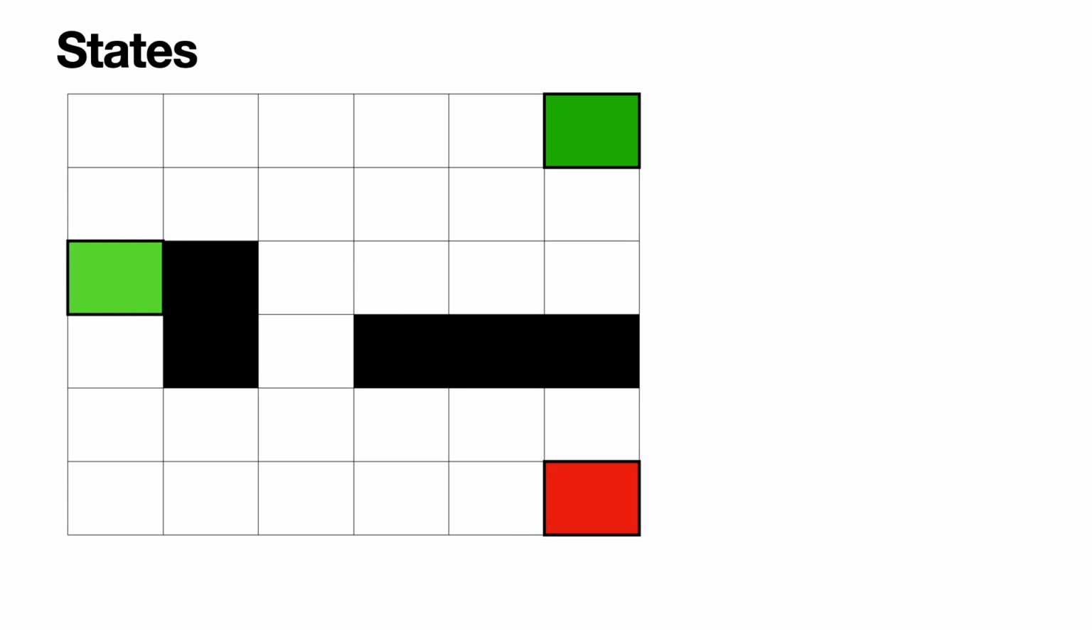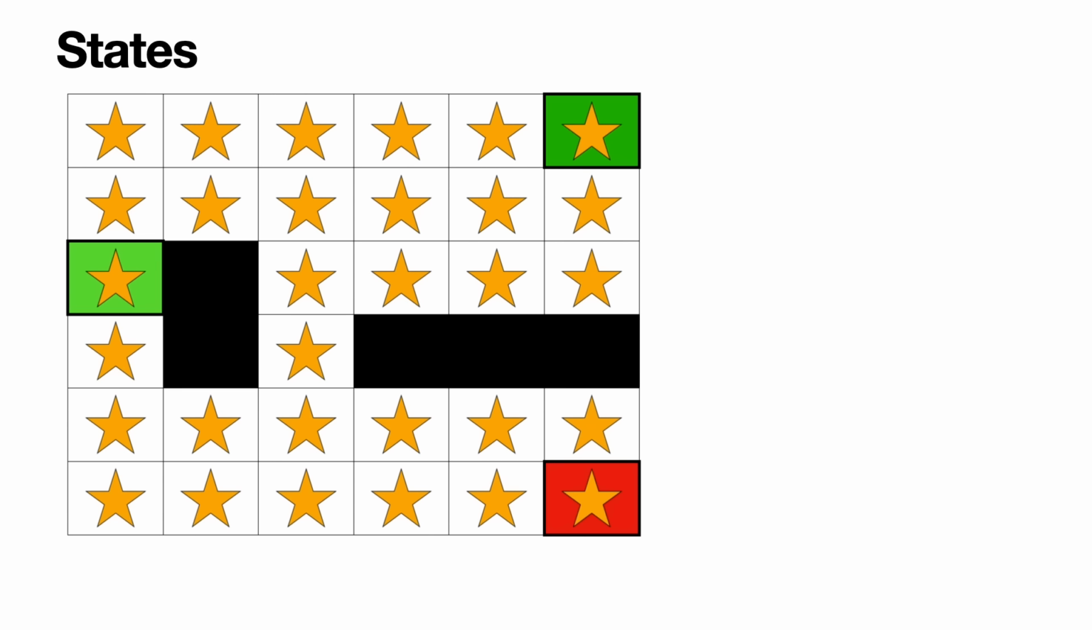So let's talk about states. A state is very simple. It's any place where the agent can be. So it cannot be on the barriers, but it can be on pretty much any cell on the grid. So in other words, a state is any position where the game can be.